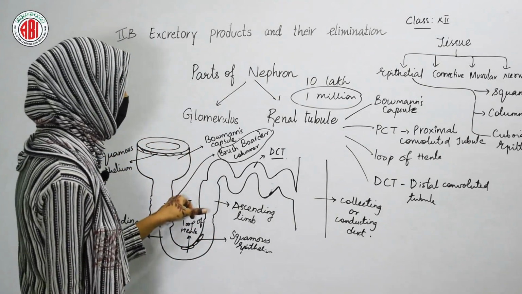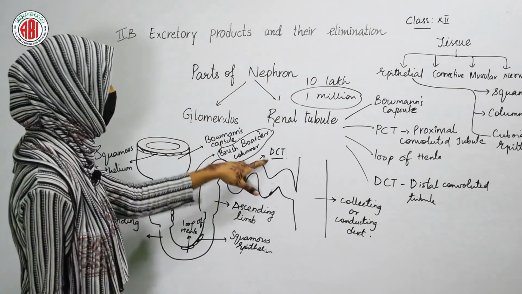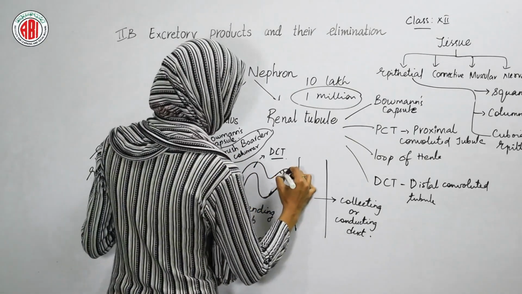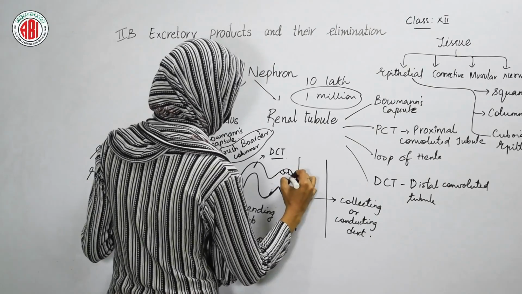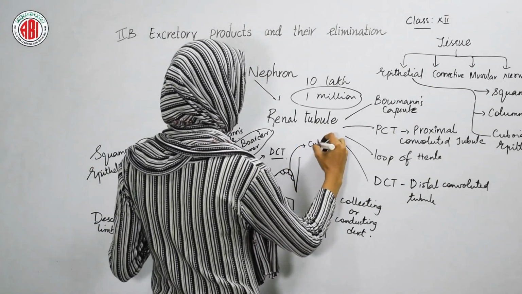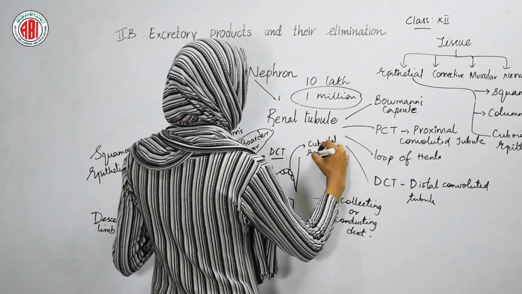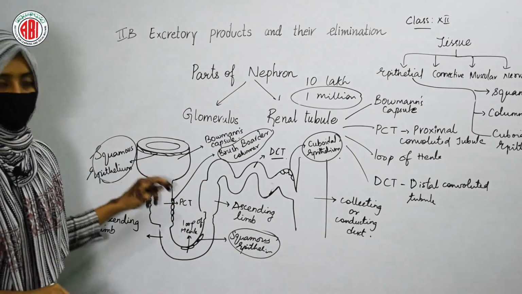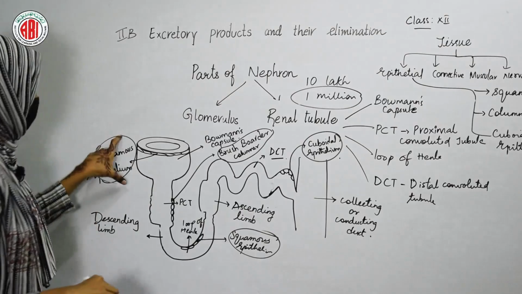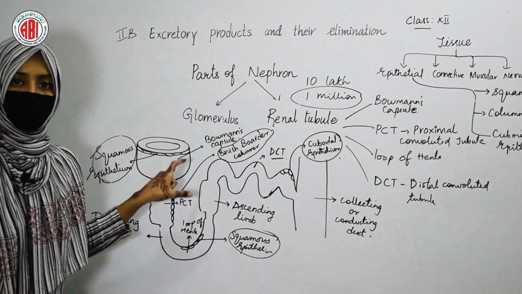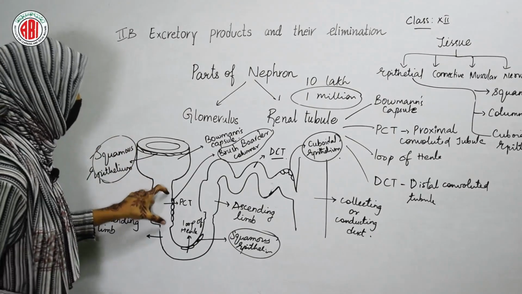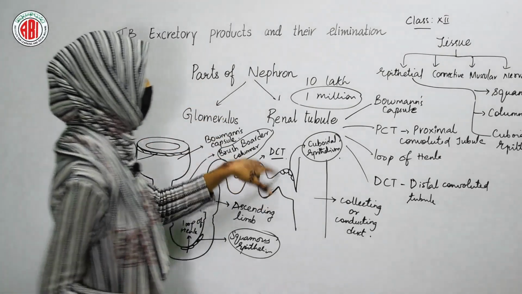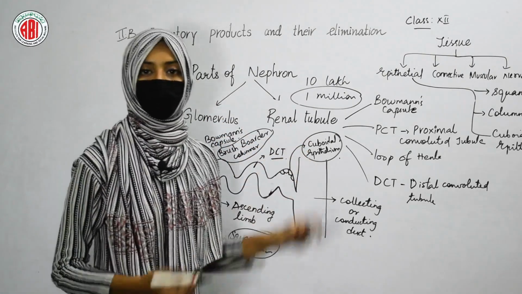Now, this ascending limb extends forward and gives rise to a tubule called the distal convoluted tubule. This distal convoluted tubule shows cells which are cuboid in shape, and these cells are called cuboidal epithelium. So, in this way, the different parts of the renal tubule are made up of different epithelial cells. Bowman's capsule and loop of Henle show the presence of squamous epithelium. PCT is lined by brush border columnar cells, and DCT shows the presence of cuboidal epithelial cells.